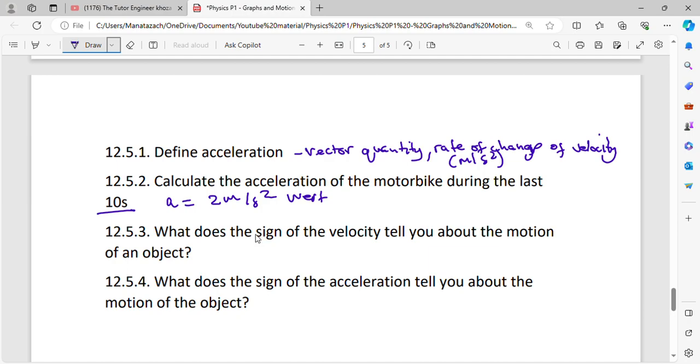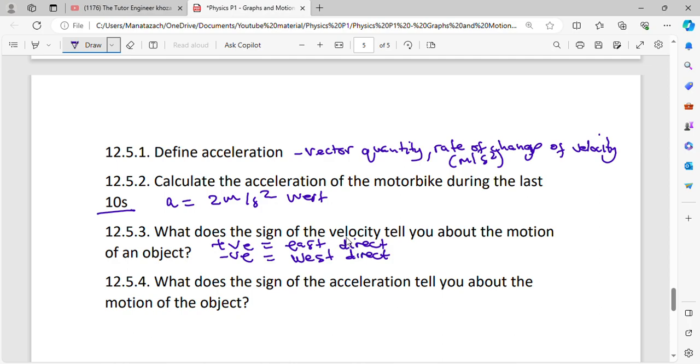West. What does the sign of the velocity tell you about the motion of the object? Whenever the velocity is positive, it means that the object is moving in the original direction, which in our case is east. So when you get a negative velocity, it means the object is moving in the west direction.